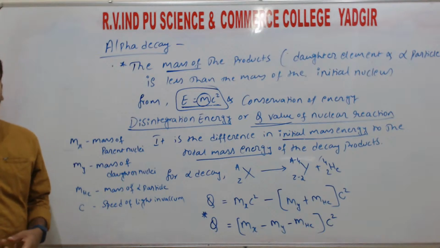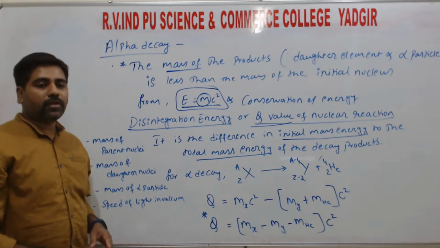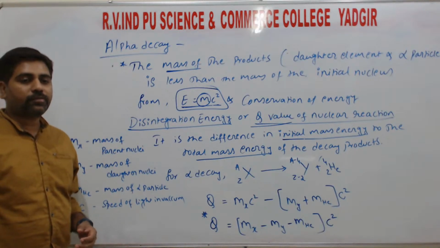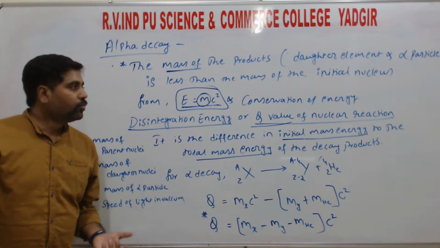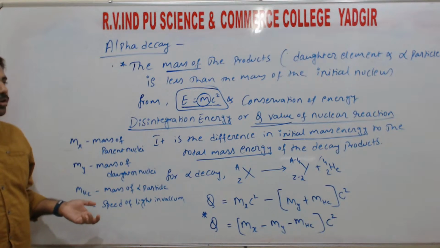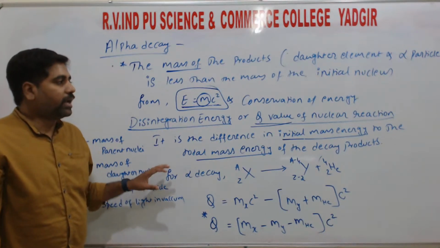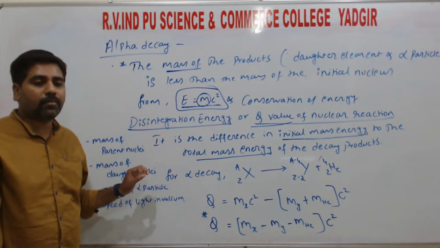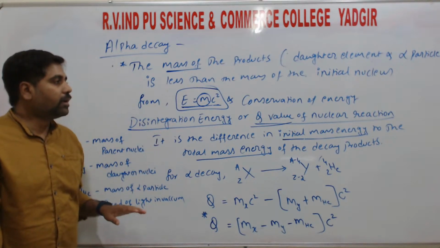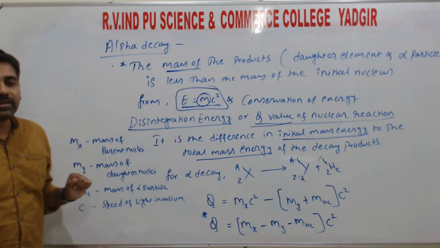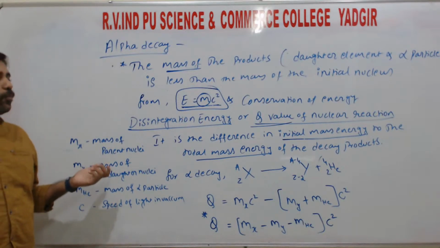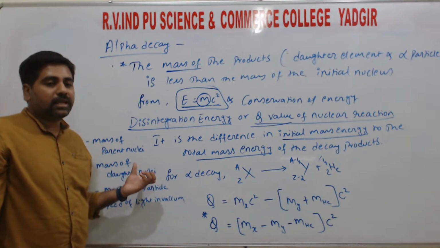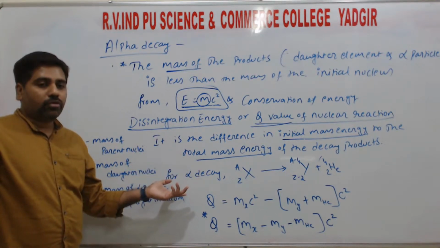In alpha decay we have the definition: the process of emission of the alpha particle from the nucleus of an element or atom, that process we call alpha decay. The daughter nuclei which is formed has its mass number less by 4 and its atomic number decreased by 2. Then the alpha particle is emitted. The reason for the spontaneous emission of the alpha particle is that the mass of the product is less than that of the original nuclei, right?